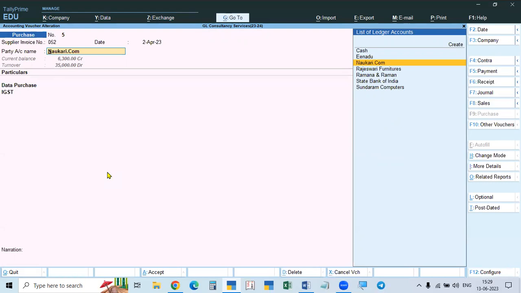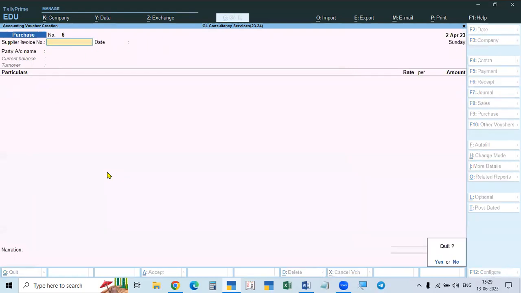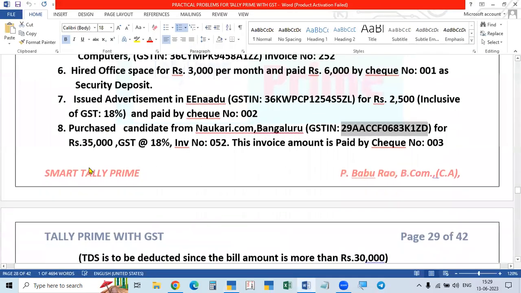Or we can make 2 entries: 1 credit invoice, which we can enter as a credit purchase, and immediately we can enter the payment. Okay. And one more thing is here, one thing is not available now.